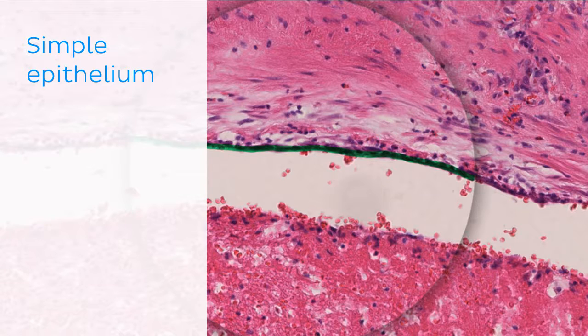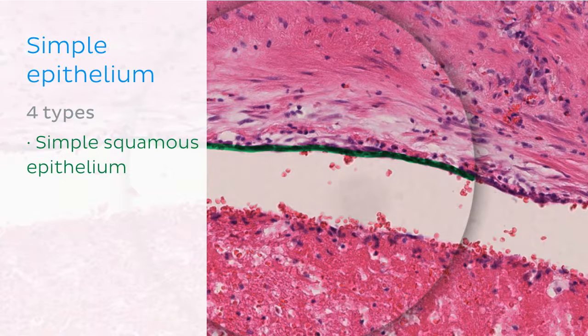But this time they're lining the walls of a vein rather than an artery. So there are four types of simple epithelium that we're going to discuss today. First, we have simple squamous epithelium, which is a type of simple epithelium comprised of flattened epithelial cells, like these seen here lining the wall of a vein.